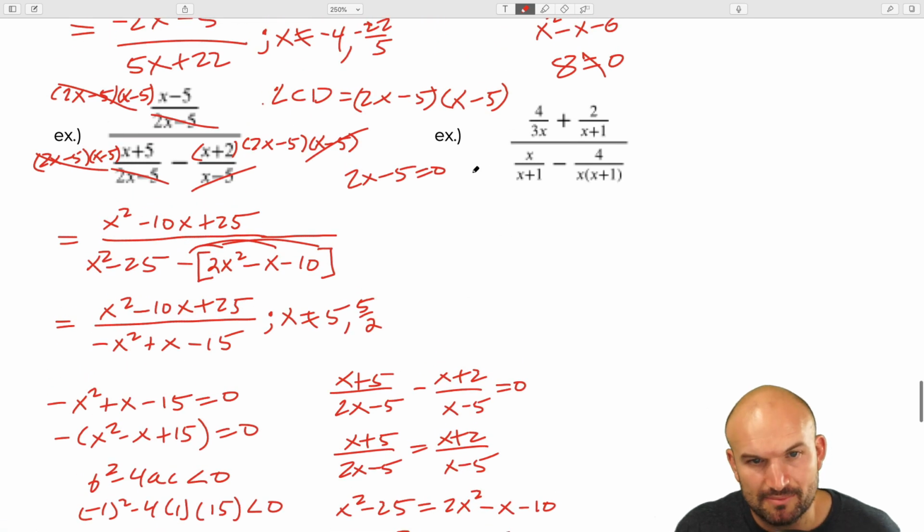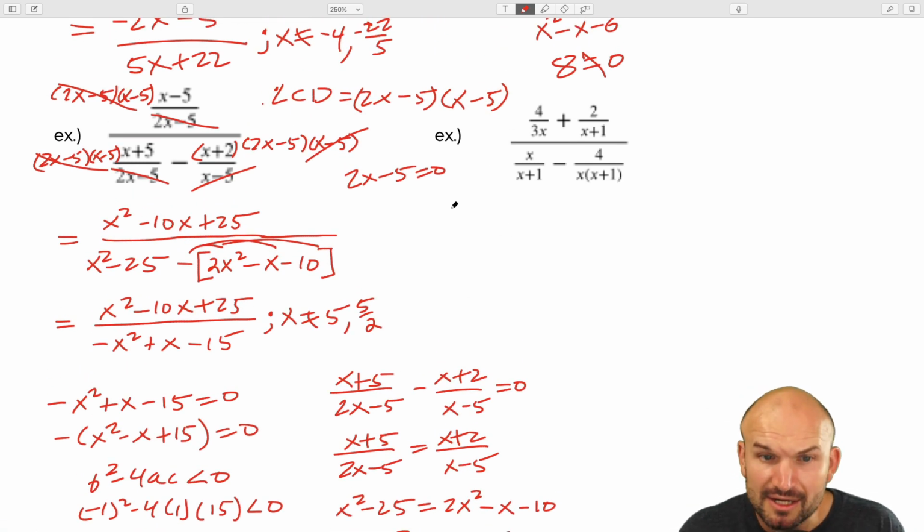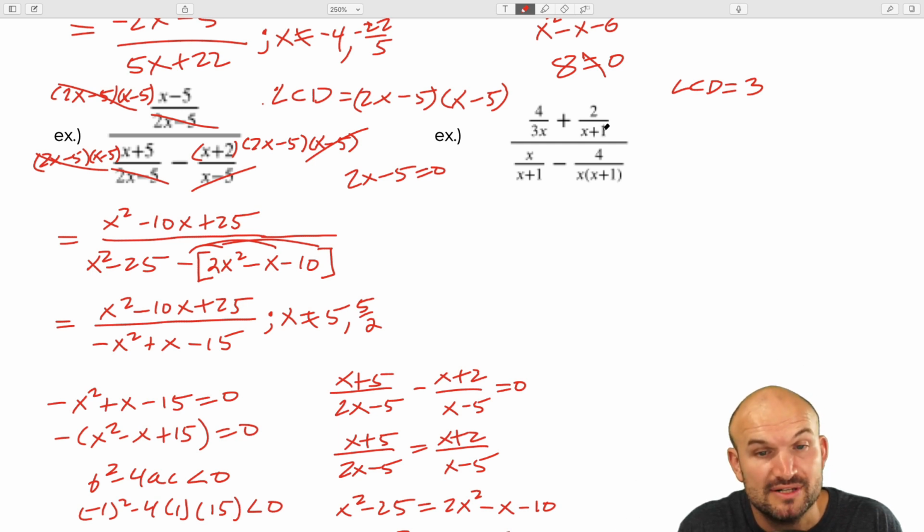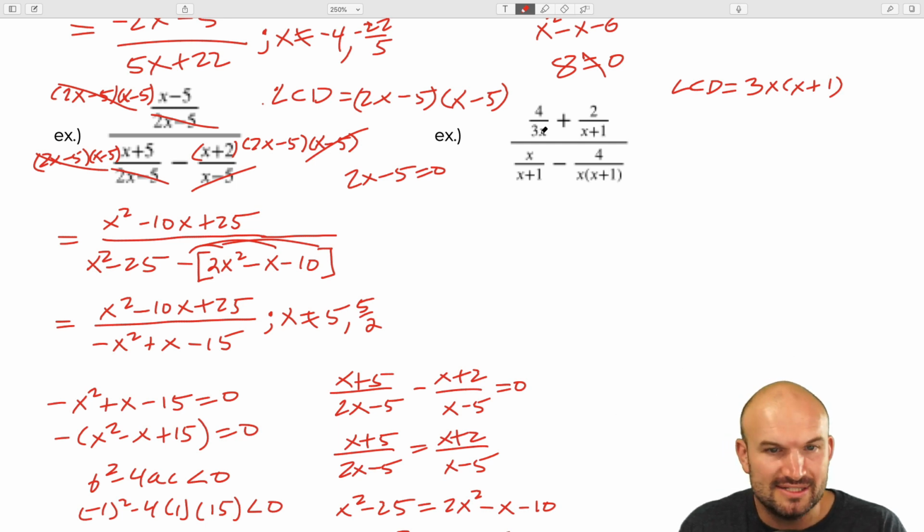All right, into the last example. Now here we have a lot of denominators. In this case, I can see that my LCD is going to be 3, because 3 has to be in there; it's only in one denominator, not in the rest of them. I have to have an x, and I also have to have the expression x plus 1, because you can see this is x times x plus 1. You just can't include the x. Those are different, so you have to make sure you include both of those.